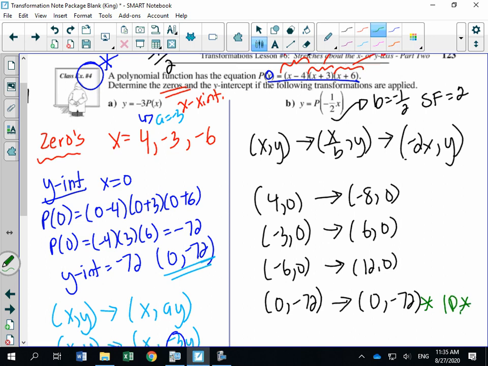So when we're dealing with a horizontal stretch, the invariant point is going to be the y-intercept, and the b value, or the horizontal stretch, affects the x-intercepts. Okay, and that concludes your lesson now on stretches.